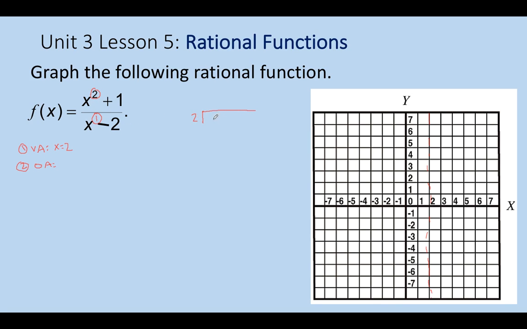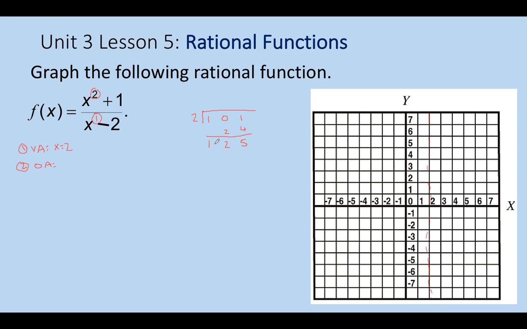I'm basically just dividing these. My coefficients in the numerator, 1, 0, and 1. And now I just go ahead and finish off the synthetic division. I bring down the 1. 2 times 1 is 2. 0 plus 2 is 2. 2 times 2 is 4. And I got the 5. Right?